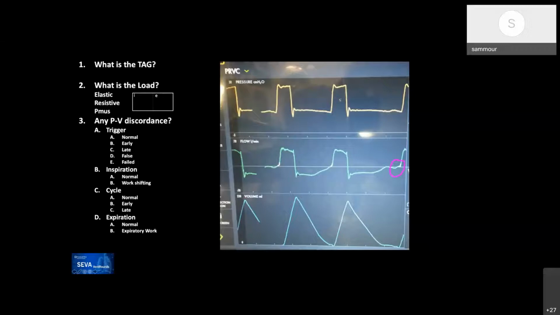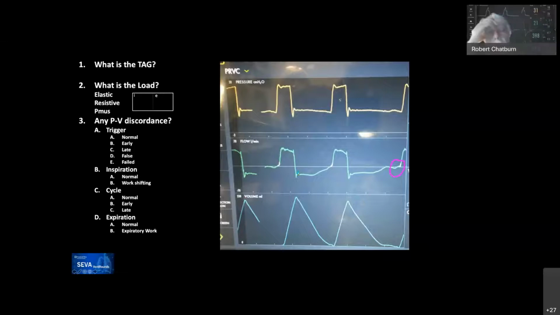Gotcha. Let's see, should I just go to patient-ventilator discordance? Yep. Sure. All right. Now, the trigger. I don't see a massive deflection downwards in pressure to suggest a delayed trigger. So this looks like a normal trigger to me. And I don't see a whole lot of fluctuations in the pressure waveform to suggest any missed or failed triggers. So I'm going to go with normal trigger.